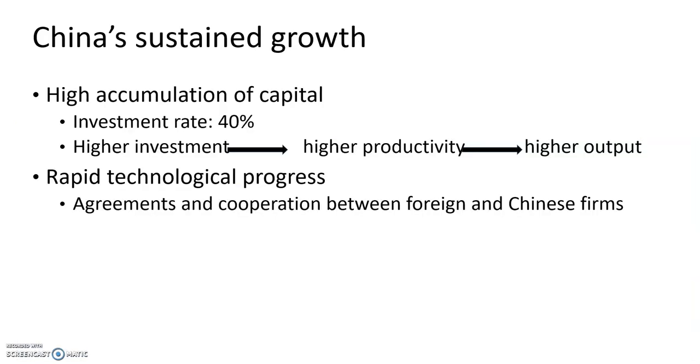China's sustained growth. Output growth is indeed very high in China. So where does this growth come from? First is high accumulation of capital. The investment rate in China is about 40%. And we know that more capital or higher investment leads to higher productivity and higher output. Second is rapid technological progress. There are agreements and cooperation between foreign and Chinese firms.